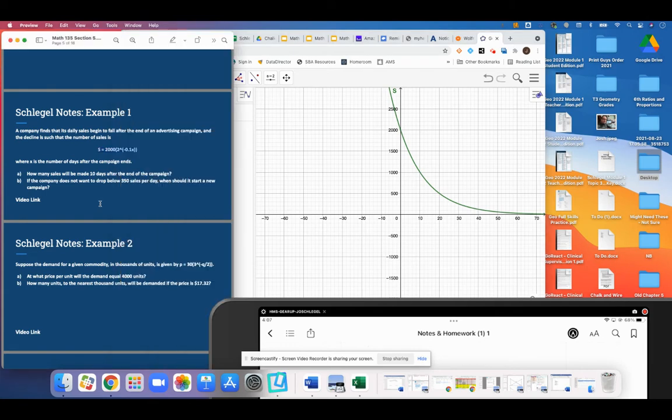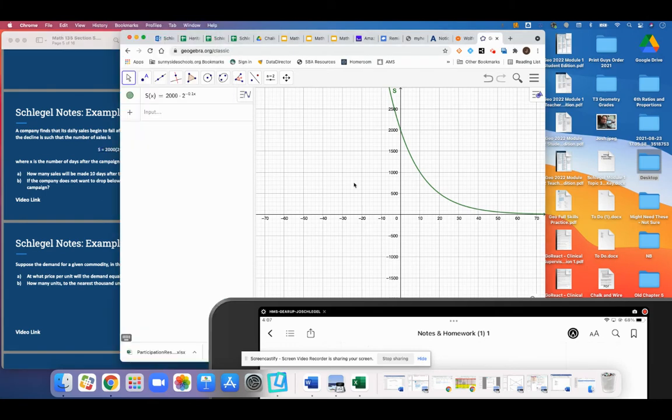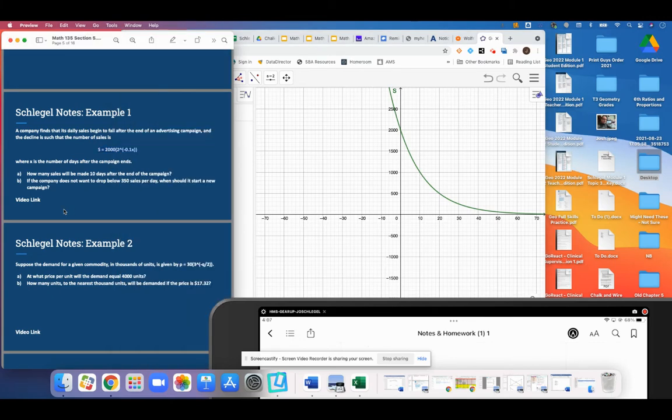So we are asked, how many sales will be made 10 days after the end of the campaign? It looks like 2,000 sales were made at the beginning of the campaign. Ten days later, it's going to be about 1,000. It looks like it's going to be pretty darn close to that.